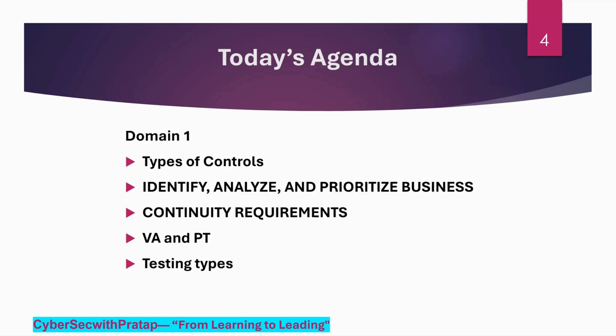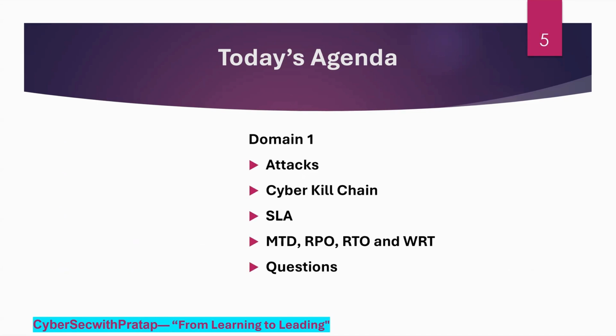types of control; identify, analyze, and prioritize business continuity requirements, BIA and BCP, testing times, and attacks, different attacks, the cyber kill chain, SLA, and MTD, RPO, RTO, WRT. What is important and the main thing is BIA, of course. BIA is very important. Business impact analysis.